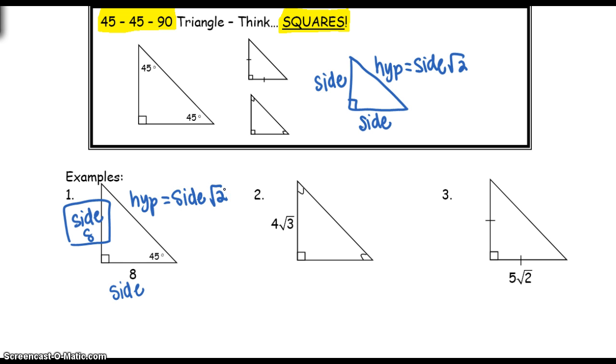Well, what is our side? It's 8. So our hypotenuse then is 8 times square root 2. And that's as far as you can go, so you're done with that one. Let's look at 3 real quick.